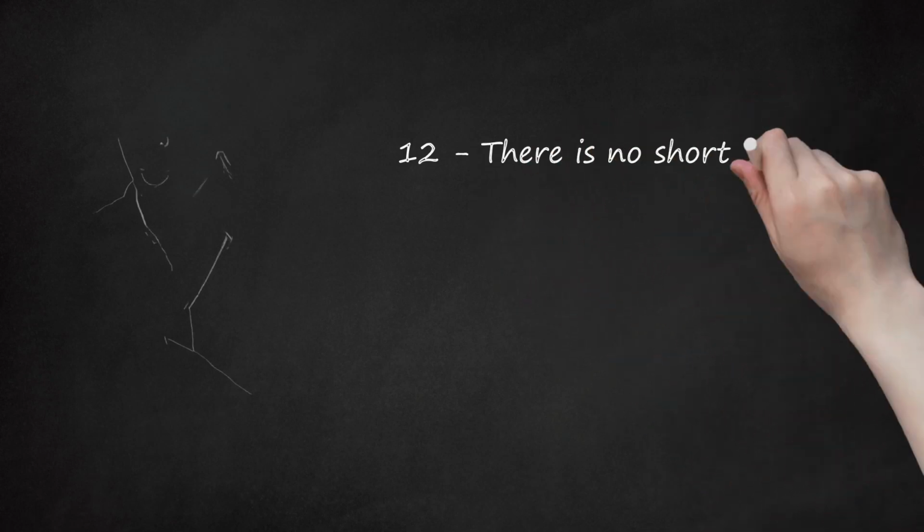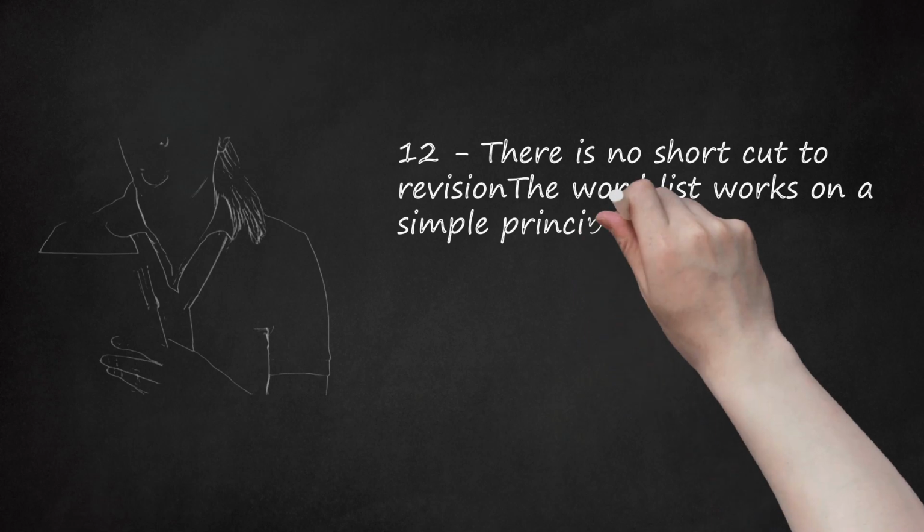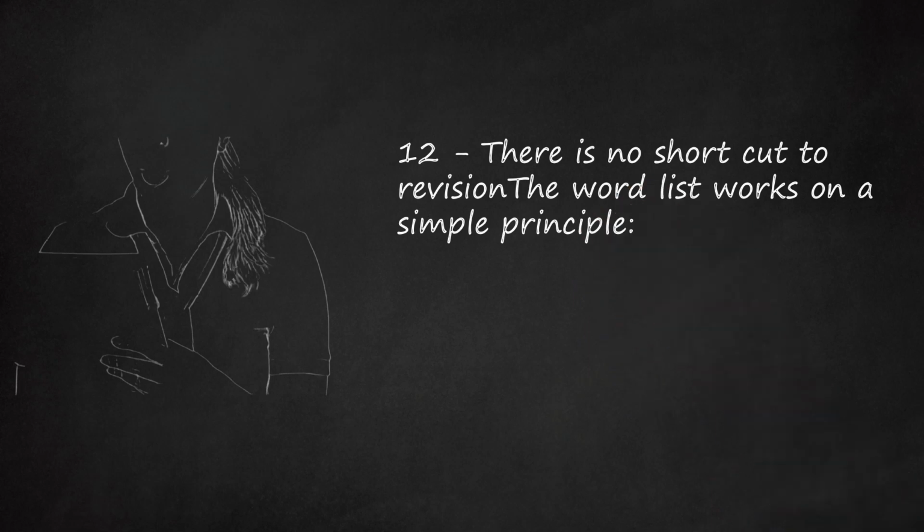12. There is no shortcut to revision. The word list works on a simple principle: out of sight, out of mind. It is very less probable that anyone will memorize the whole word list without missing a single word, but the goal is to minimize the percentage of forgotten words as much as possible.